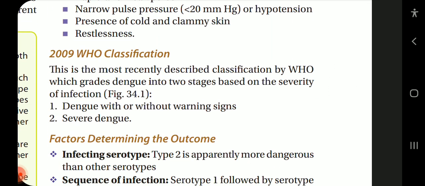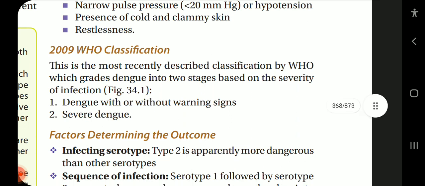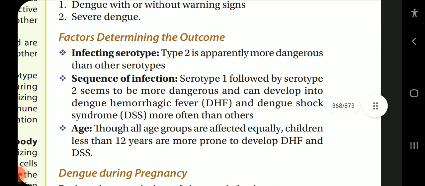restlessness. 2009 WHO classification. This is the most recently described classification by WHO, which grades dengue into two stages based on the severity of infection, that we'll see in the figure as well. Dengue with or without warning signs, and severe dengue. Alright.